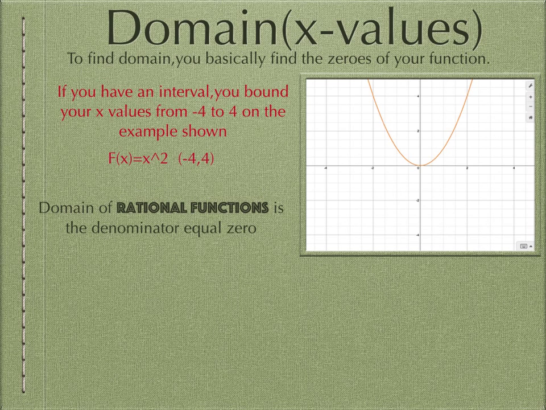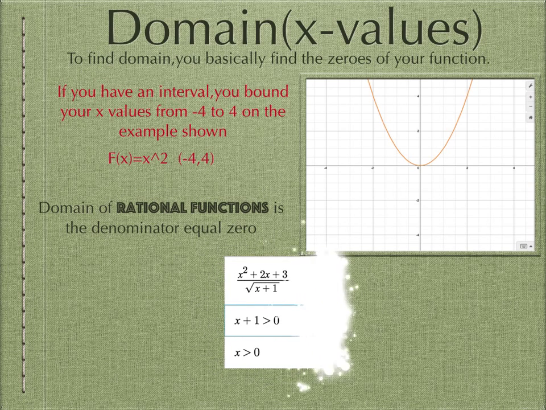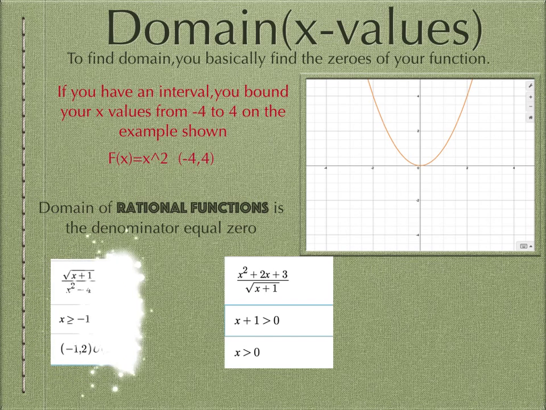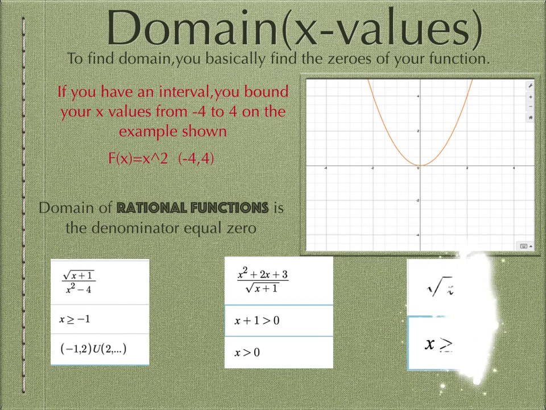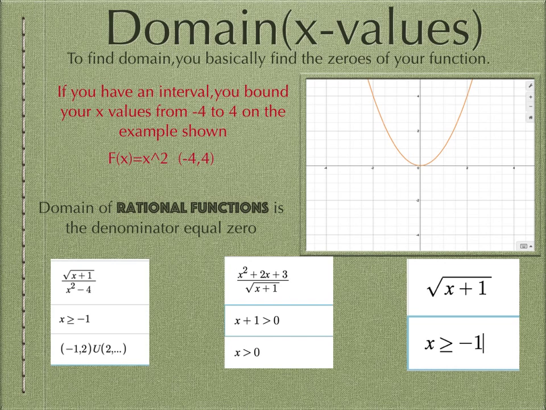There are some tricky parts on domain, on rational functions, and radicals. As you can see, I listed them down for you. So whenever you see a radical in the numerator, you set it greater than or equal to 0. But if it's in the denominator, it has to be greater than 0 only. Pay attention to that.